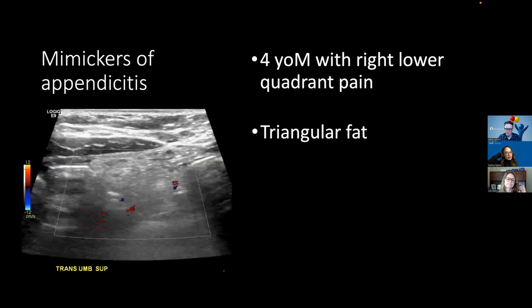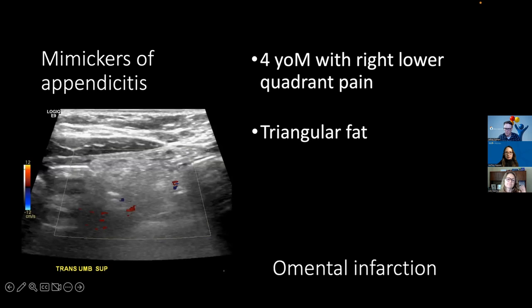This is another case where this 4-year-old male, maybe with a little bit of increased fat to him, comes in with right lower quadrant pain. When you ask them where the pain is, he points right to this area. You put down the probe, and there's all of a sudden this triangular echogenic fat area in the right lower quadrant, or in this case, a little bit to the right side of the umbilical region. And so this is pretty characteristic of an omental infarction.